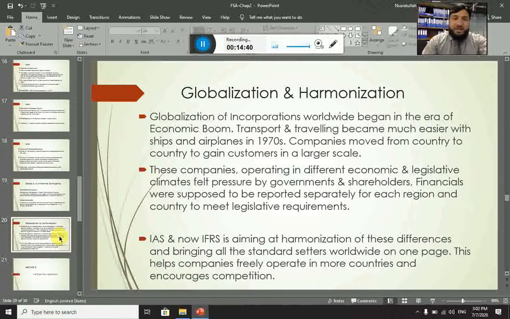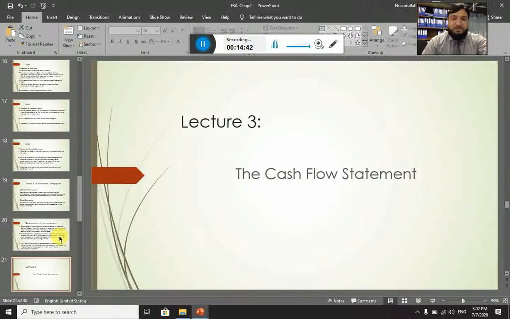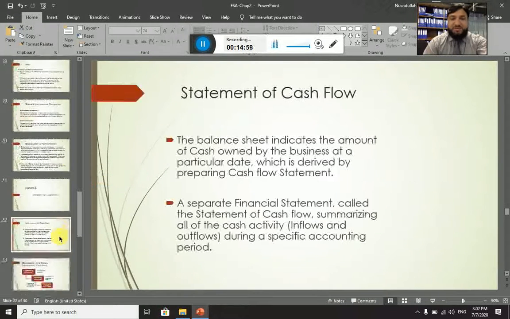Now we get to the main lecture, which is lecture 3 of chapter 2, but lecture 5 of the online video lecture series: the cash flow statement. The balance sheet indicates the amount of cash owned by the business at a particular date, which is derived by preparing the cash flow statement.